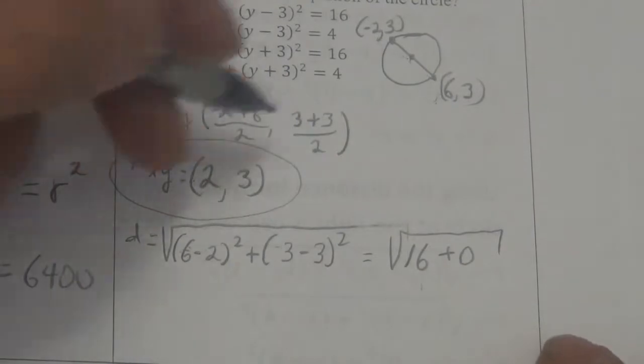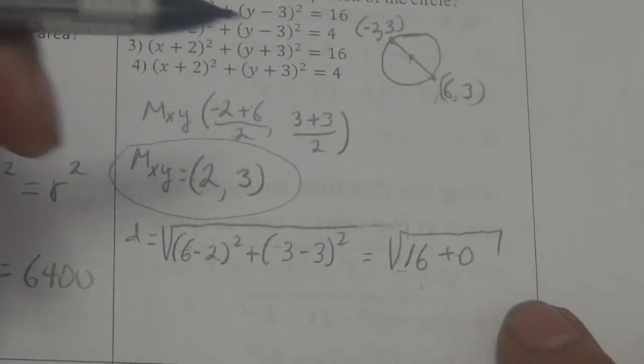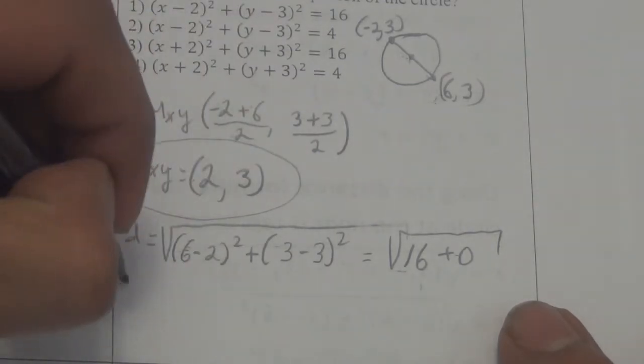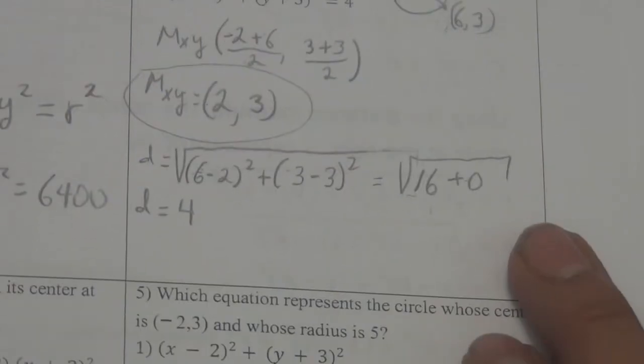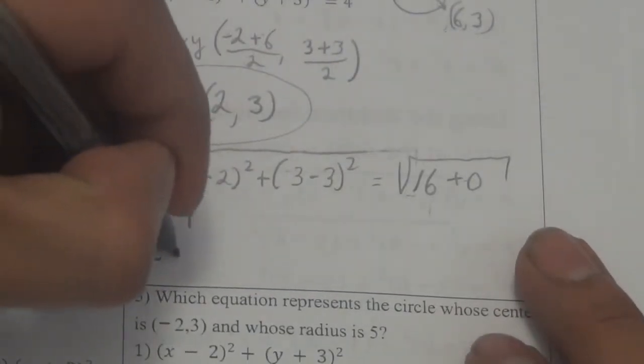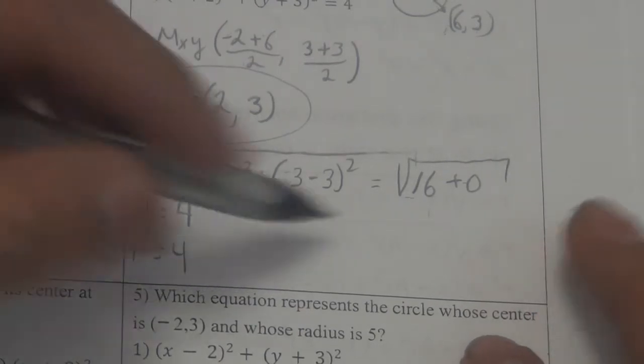Okay, so 16 plus 0 is 16, sorry. And the square root of 16 is 4. So the distance is 4. Therefore, the radius is also 4. And now, with the center and the radius, I can write my equation.